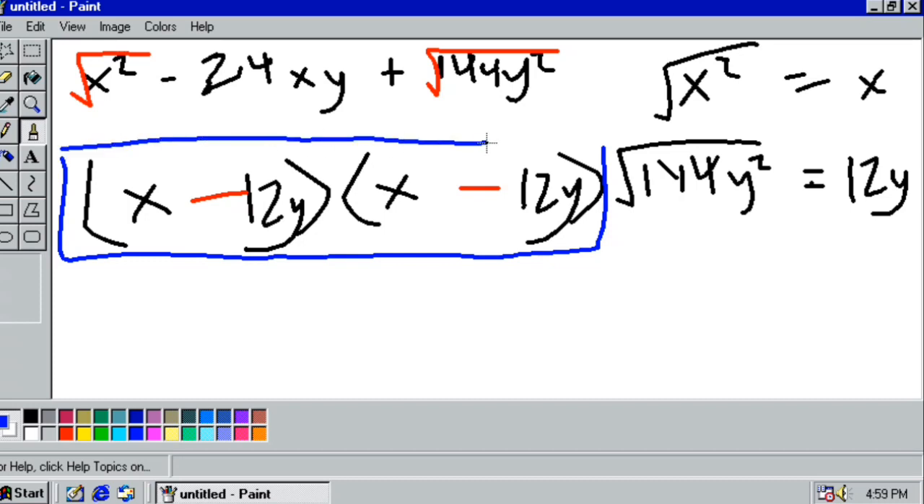And by the way, you can also rewrite this as x minus 12y, since they are the same. Since there are two of them, you can square it.